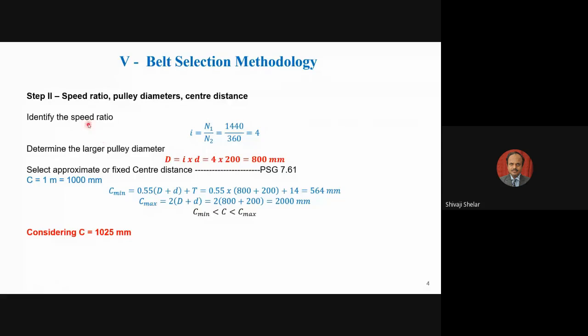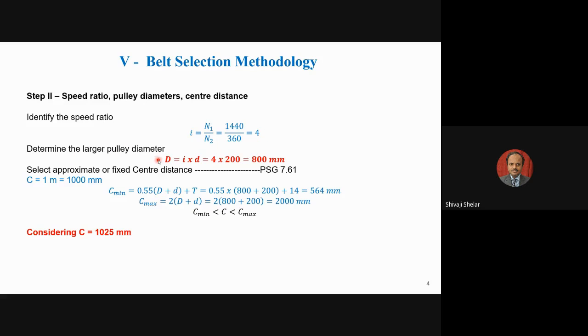So in the next step, step 2, we are identifying the speed ratio. Speed ratio here is i equal to N1 upon N2, that is 1440 upon 360. So there is a speed reduction here from N1 to N2. The speed reduction ratio here is 4.